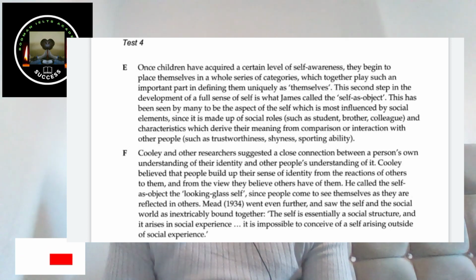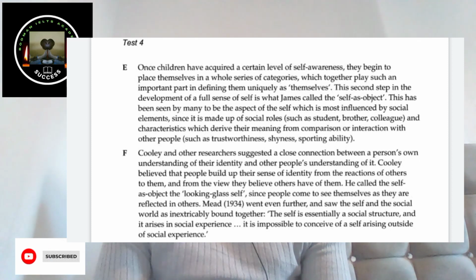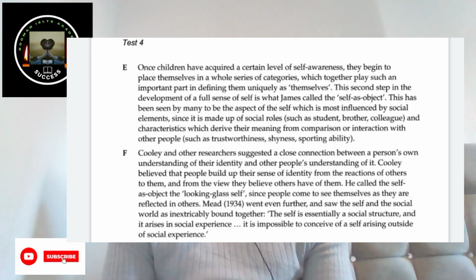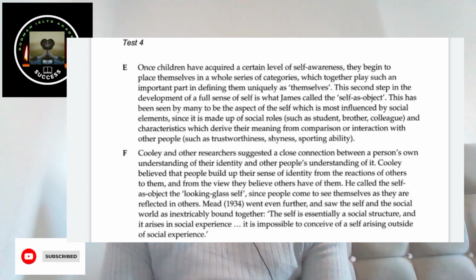It is impossible to conceive of a self developing outside the social experience. Do you know what social experience means? Interacting with others. So the self is essentially a social structure and it arises in social experience. That is what Mead is saying. If you read further, there's nothing. I don't see Mead after that again.